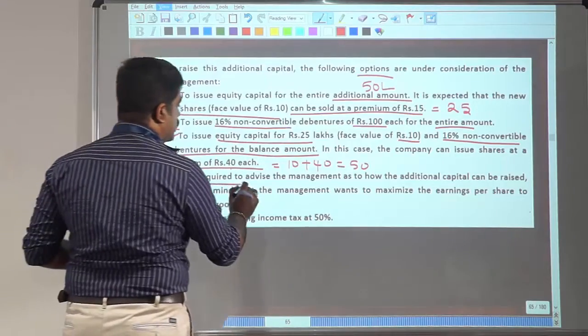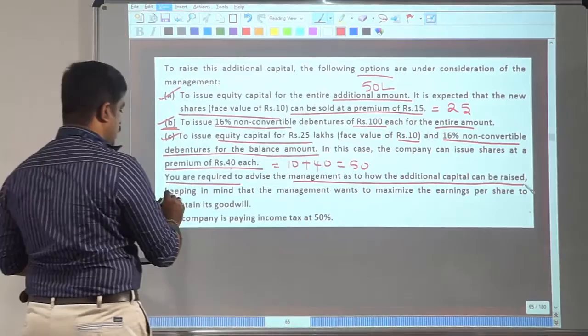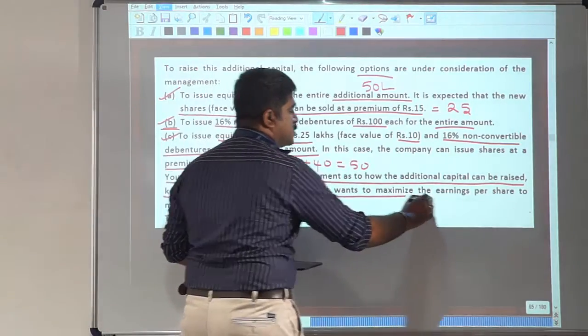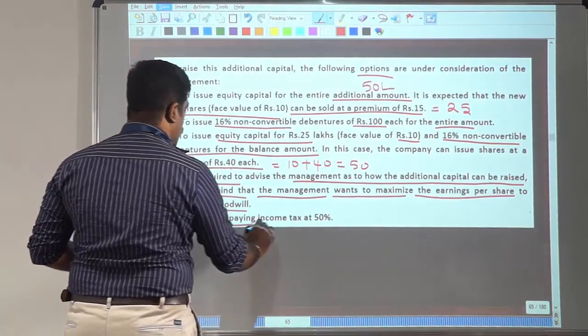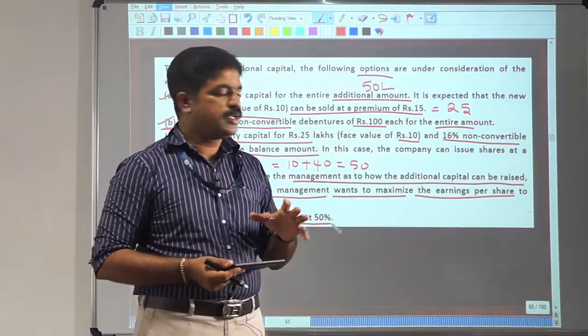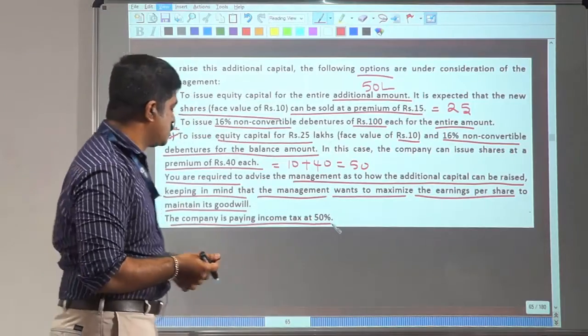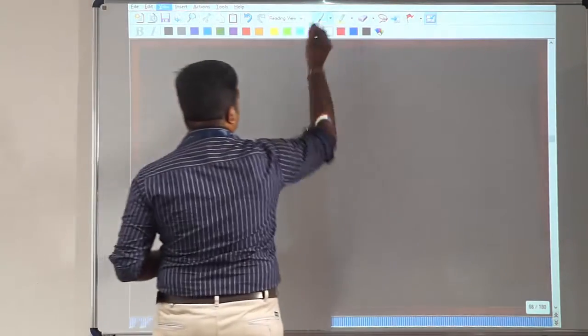You are required to advise the management as to how the additional capital can be raised, keeping in mind the management wants to maximize the EPS, earnings per share, to maintain its goodwill. The company is paying income tax at 50%. Okay. Using all this information, now let us analyze and we'll select a capital structure where EPS is going to be maximum. So let me summarize what we have.